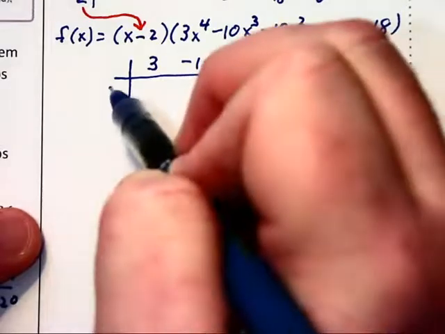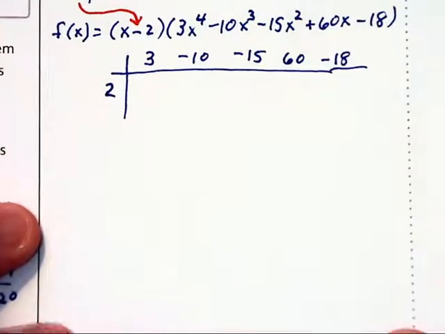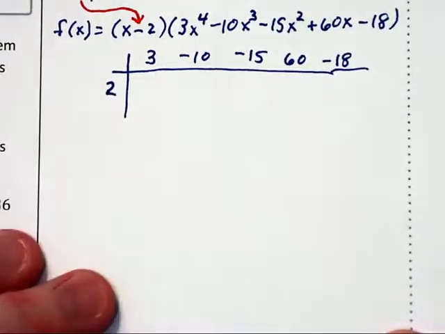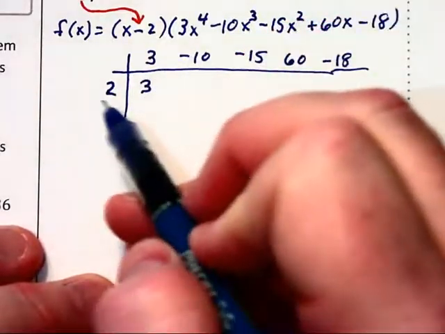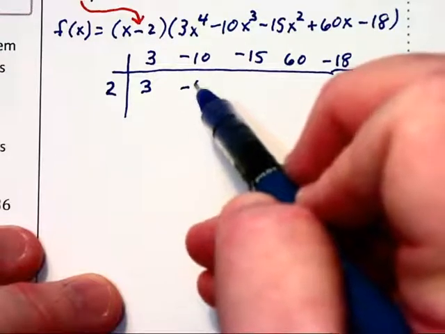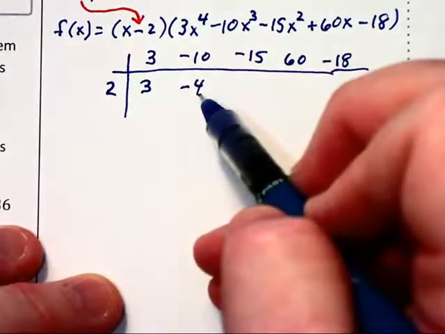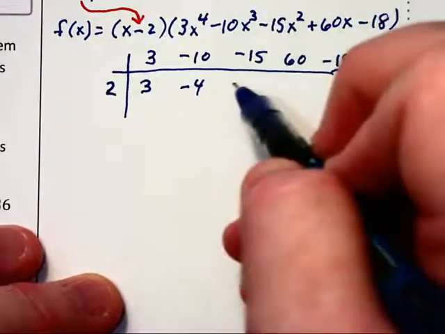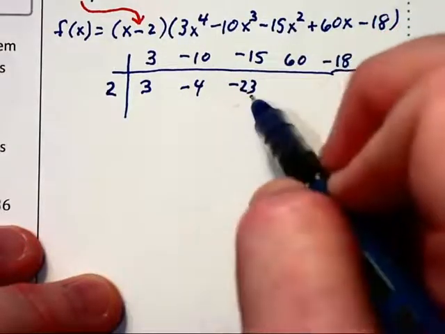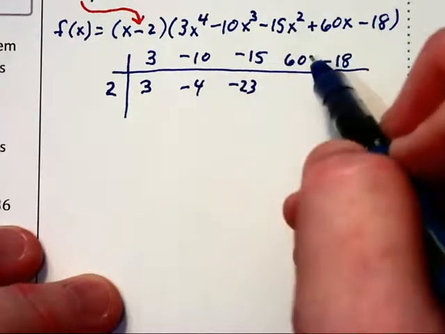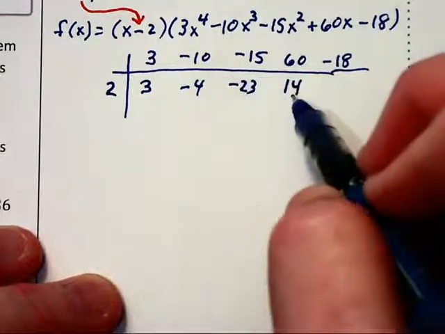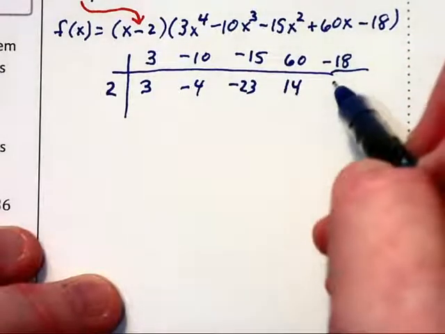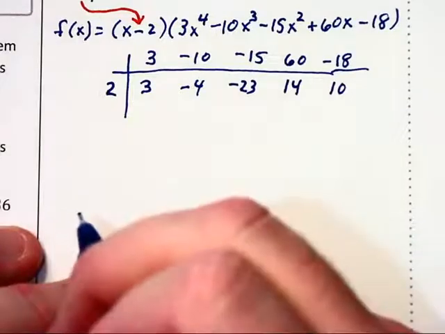And it's possible that 2 is a 0 another time, having a multiplicity of 2. So let's try it again. Bring down the 3. 2 times 3 is 6, minus that 10 makes negative 4. 2 times negative 4 is negative 8, minus that 15 makes negative 23. 2 times negative 23 is negative 46, plus that 60 makes 14. And 2 times 14 is 28, minus 18 is 10. So no, 2 does not work.